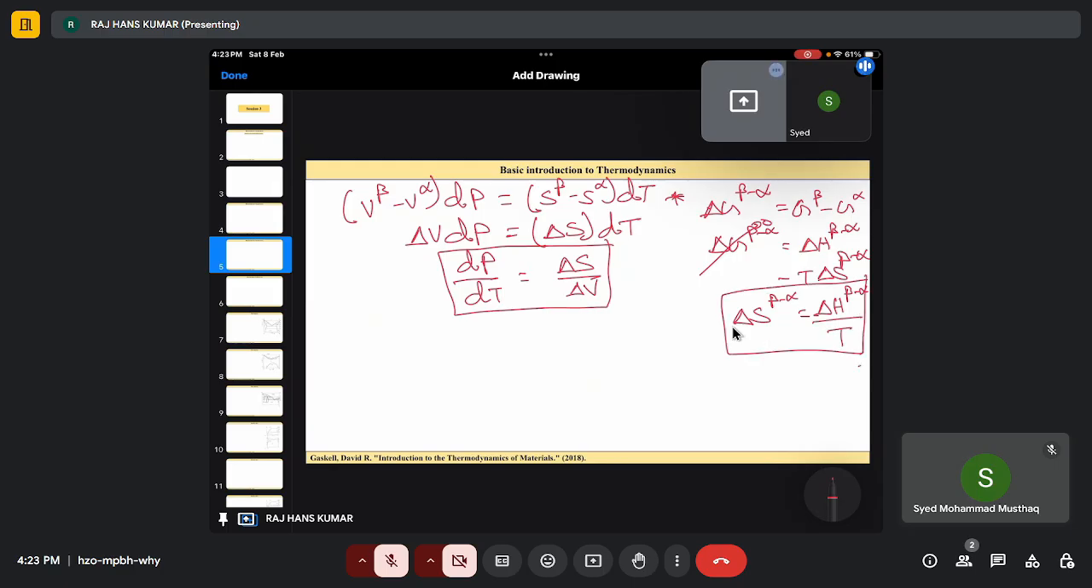Now what I'm going to do is substitute this here. So this will turn out to be dP by dT will be equals to delta S, that is delta H beta minus alpha by T times delta V. Right? So this is my Clausius Clapeyron equation. We can even simplify this.